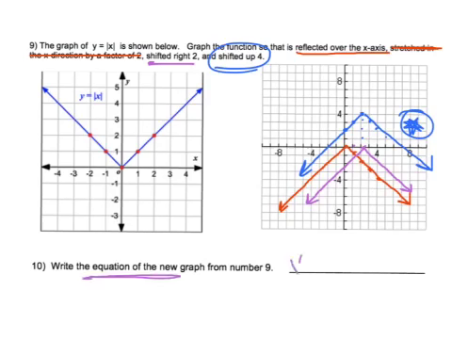So I know my parent function is y equals the absolute value of x. I also know I flipped it over the x-axis, which I know goes outside. I'm going to fix this x. And I went right 2, so I know it goes inside my parentheses. Right is in the positive direction, but because it's inside parentheses, we're going to give it a negative sign. And then last but not least, I went up 4, which goes outside, just like we think, positive 4. And there is not only number 9, but also number 10.